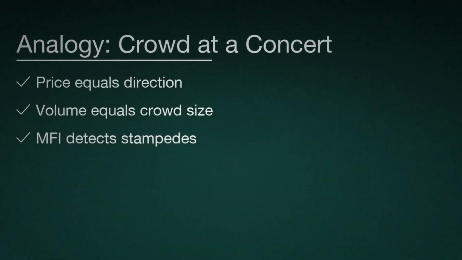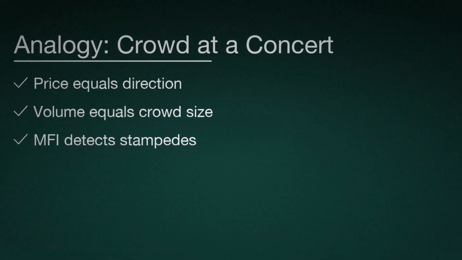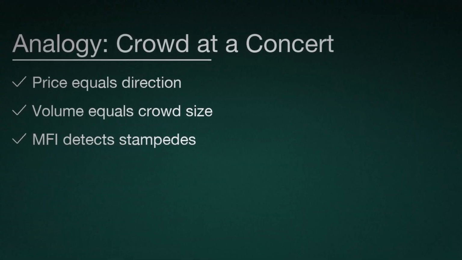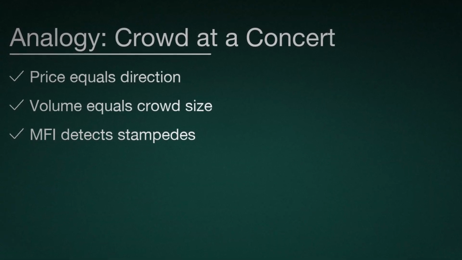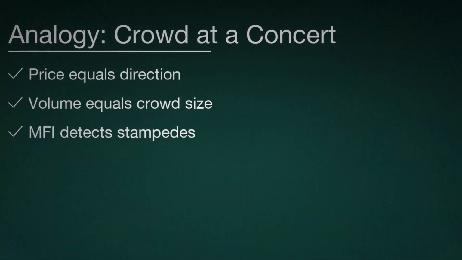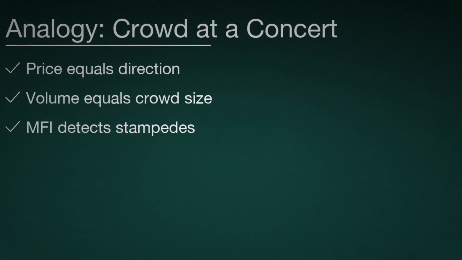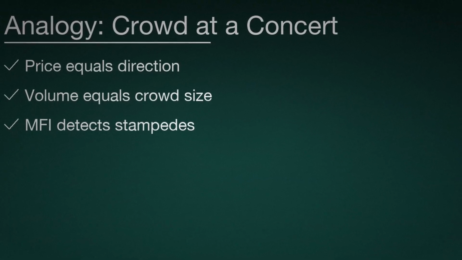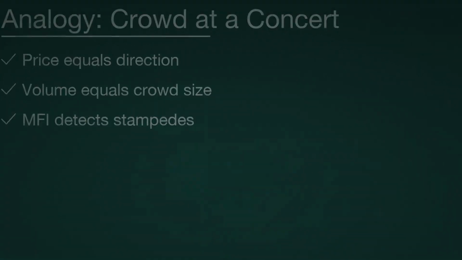Think of price as the direction a crowd is moving and volume as how many people are in it. RSI just watches the direction. MFI watches the direction and counts the bodies. A handful of people drifting toward the exit means nothing. 10,000 surging that way is a stampede. MFI tells you whether a price move is a stampede or just a few stragglers, and that's the entire edge.